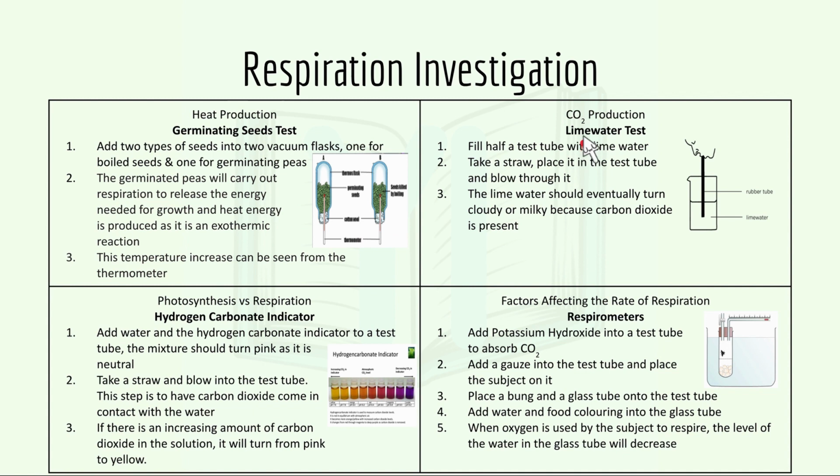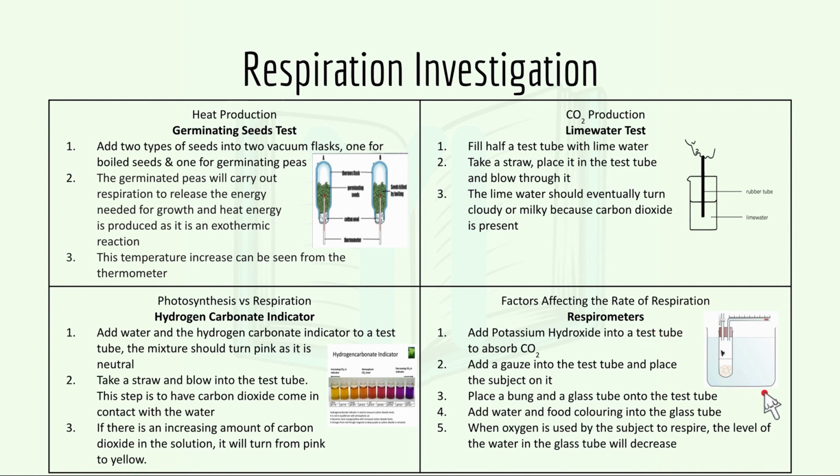Here's the test for CO2 production, like the limewater test. And here's photosynthesis with respiration, which uses the hydrogen carbonate indicator. And here are factors affecting the rate of respiration using respirometers.